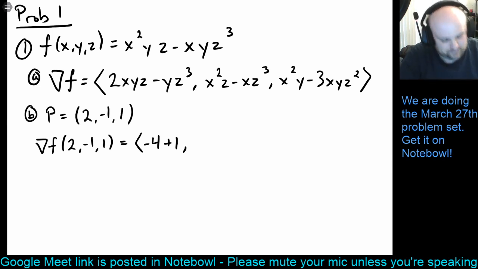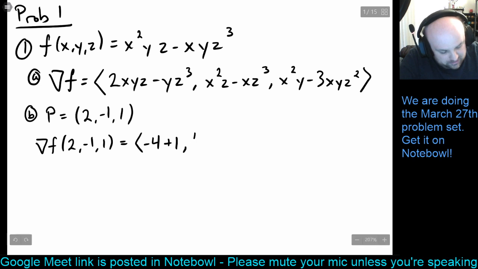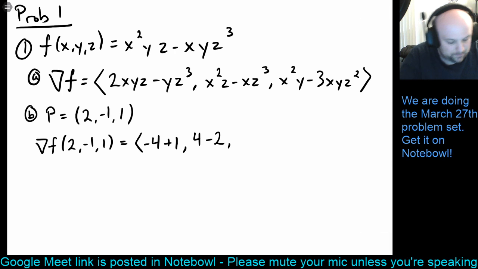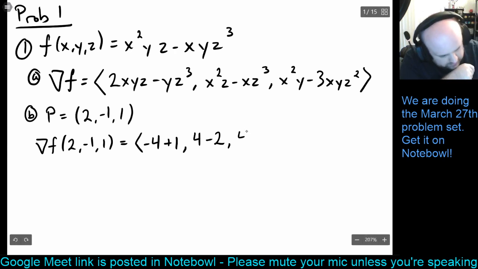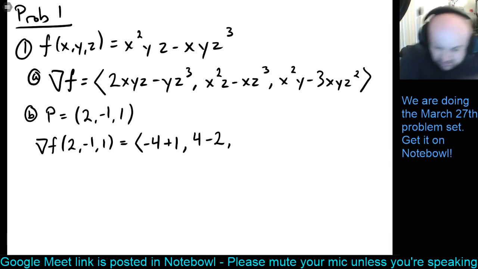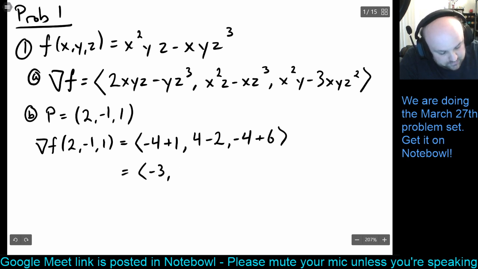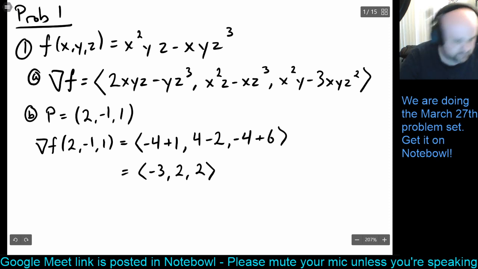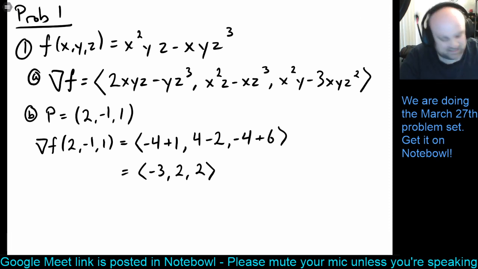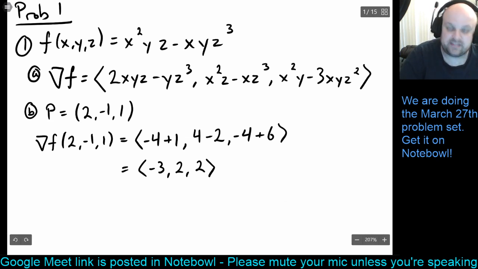Plug numbers in here, we're going to get 4 minus 2. And plug numbers in here, and we're going to get actually negative 4 plus 6. Lots of sneezes today, apparently. So this is (-3, 2, 2). Hopefully I've not messed up any computation there. So that's the gradient at this point.